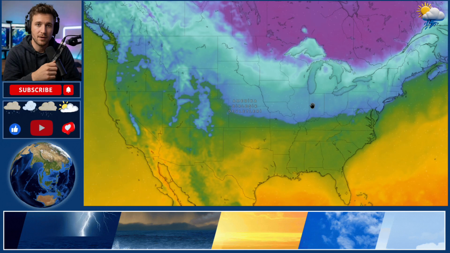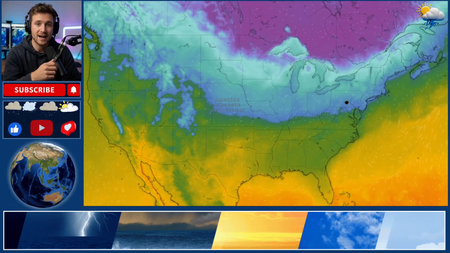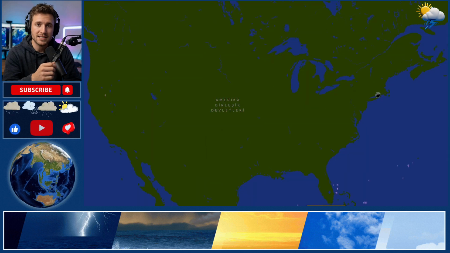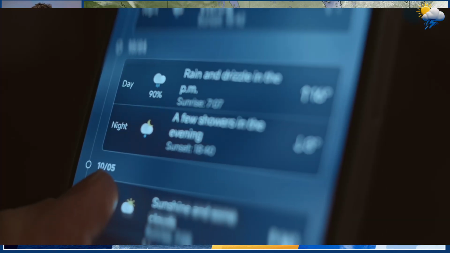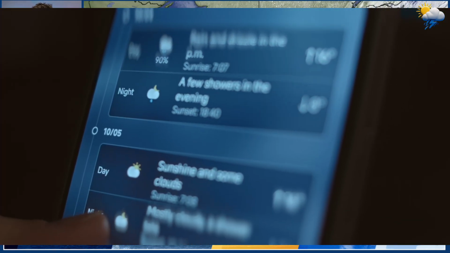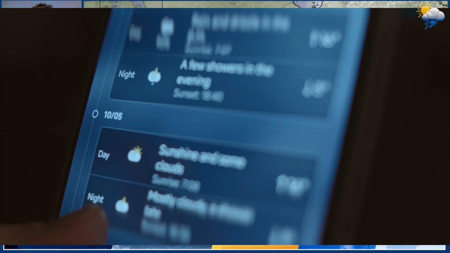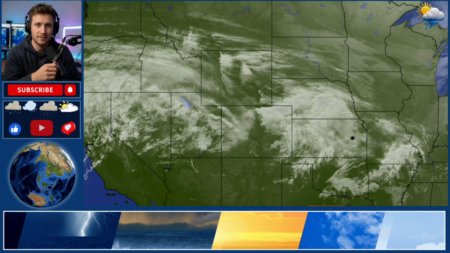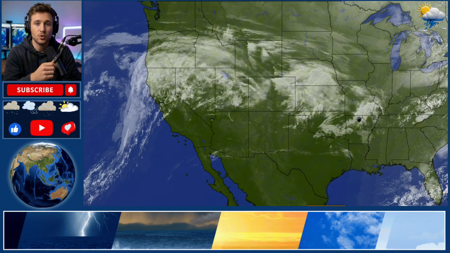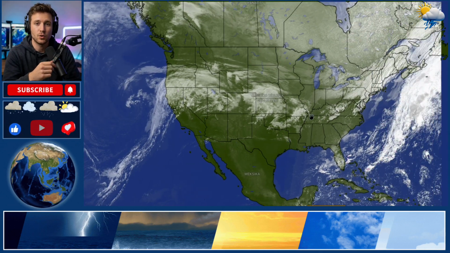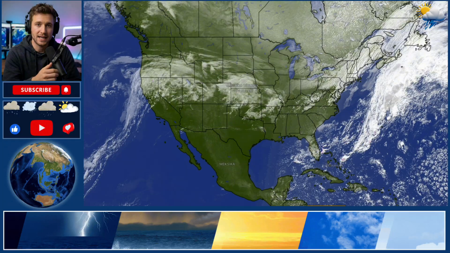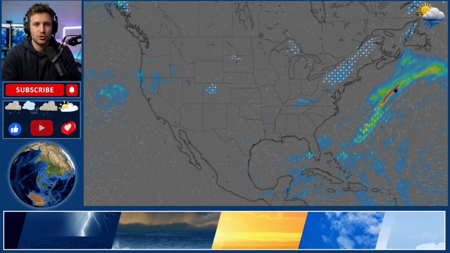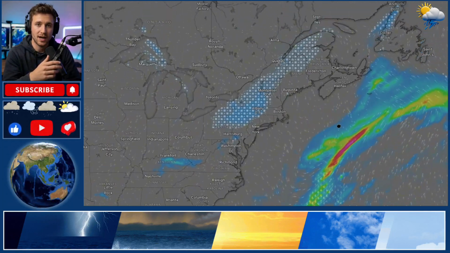So let's break this down piece by piece and talk about what's happening across North America. The big picture shows us three distinct areas of active weather. First, there's a Pacific frontal system impacting the western United States. Second, there's a northern snowbelt stretching all the way from the Rockies through the upper Midwest into the Great Lakes. And third, there's an offshore Atlantic low positioned east of the northeast coast.